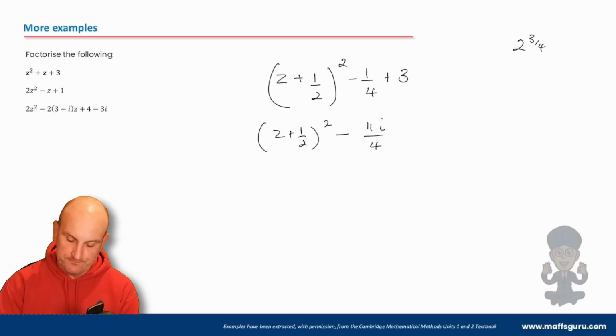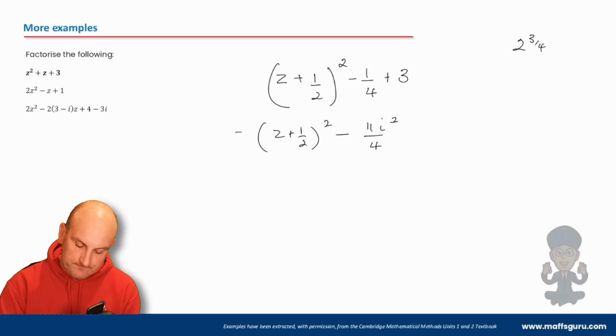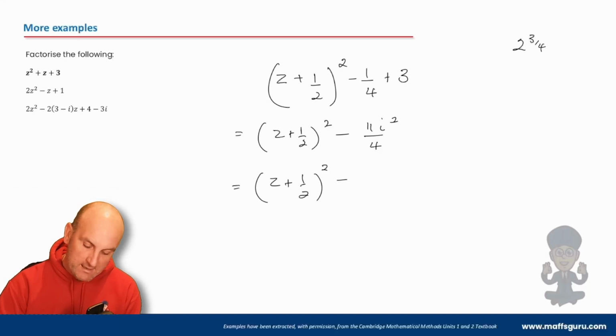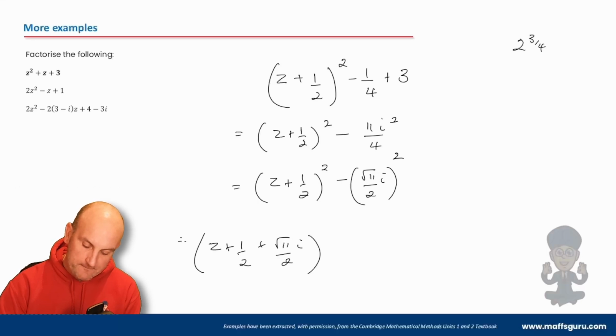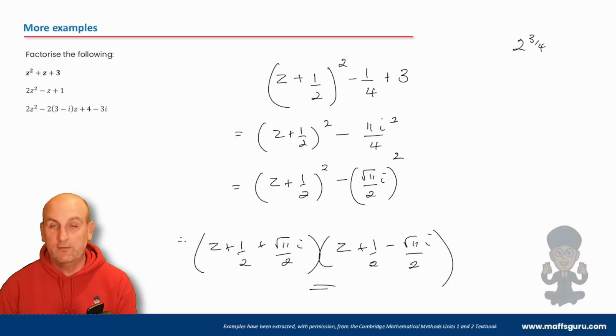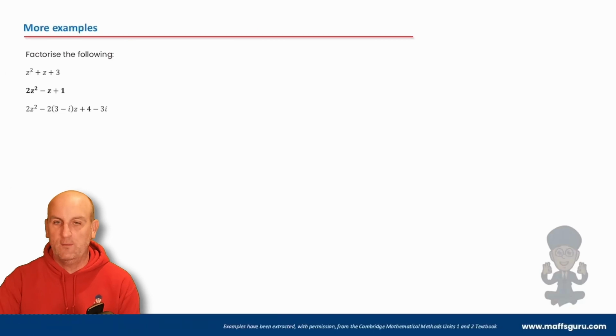Right, see what we've got there? In fact, make that an i squared. Sorry. Right, what do we do now? Well, I'm not going to get tricked. I always write this line, so that's (z plus a half) all squared minus (root 11 on 2 times i) all squared. So therefore my factors are going to be (z plus a half plus root 11 on 2 i) and (z plus a half minus root 11 on 2 i). Ka-ching. So there we go, that's completing the square for that one.